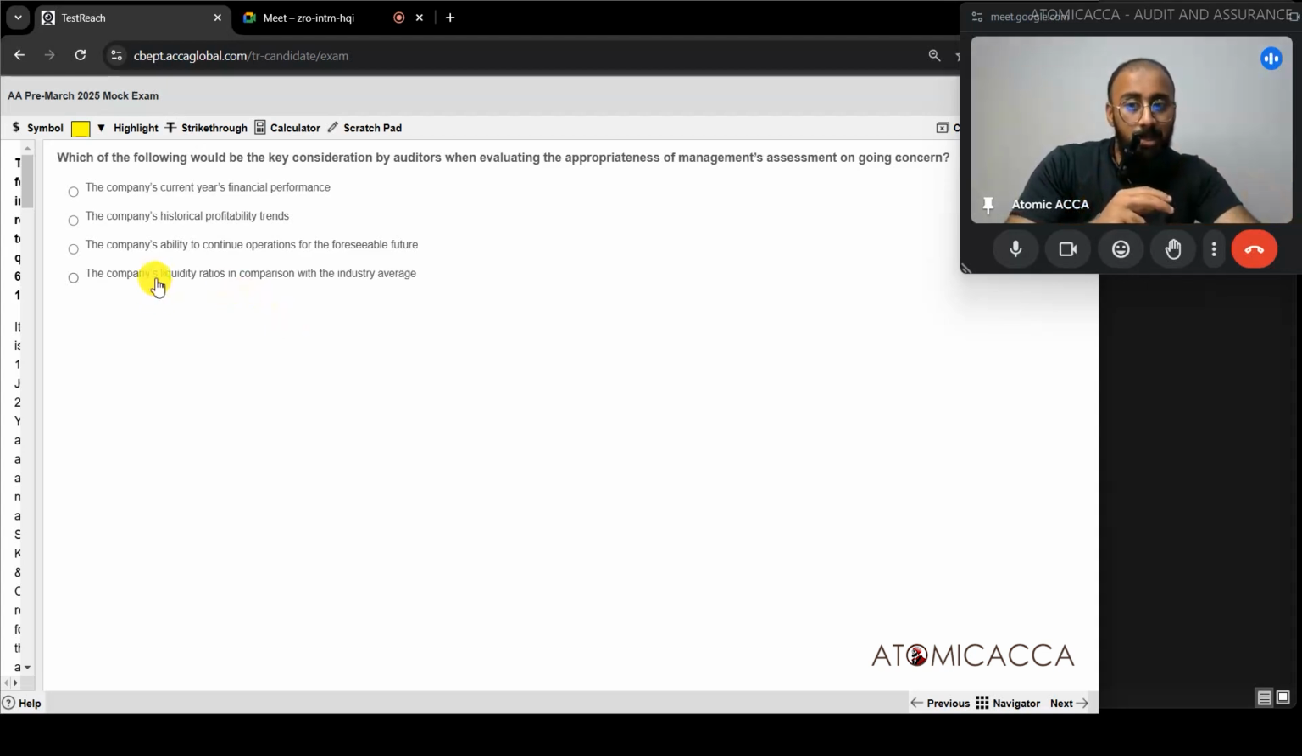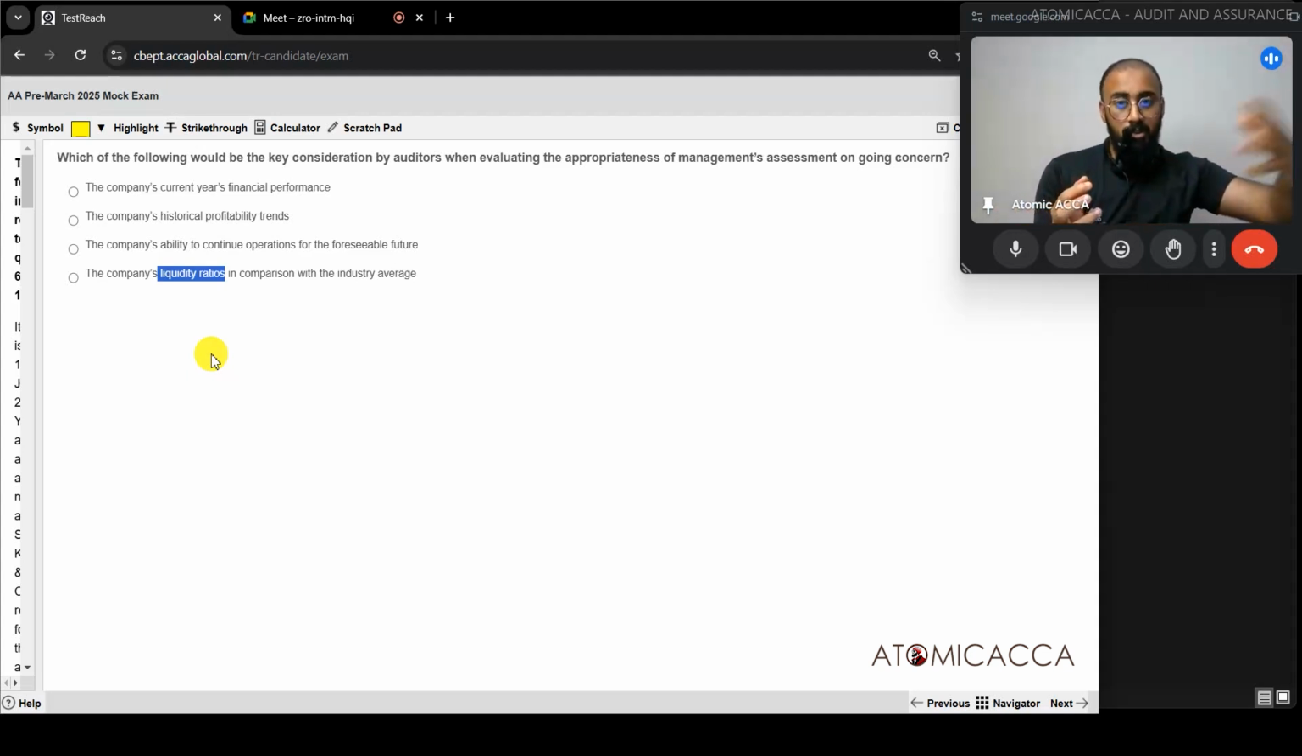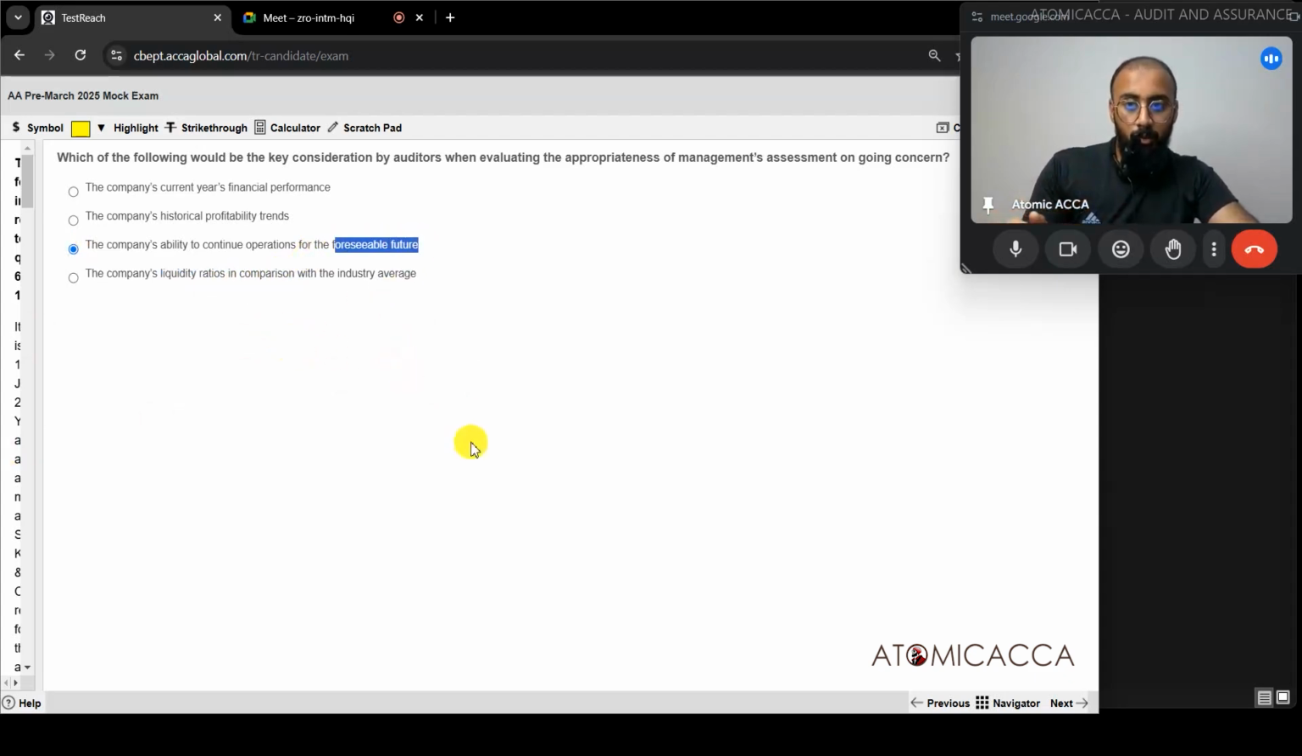Secondly, liquidity ratio is about checking whether the company is able to meet its short term obligations. If you look at the formula, it's current assets by current liabilities, meaning can you clear off your short term obligations with your current assets. So liquidity ratio is not talking about long term obligations or the long term future, just short term indications. Even if the liquidity ratio is bad, it's not going to completely indicate that a going concern problem is there, because it's only a short term thing. So option D is also not the answer. By default, option C becomes our answer. That is checking the foreseeable future, how they can continue the operation.